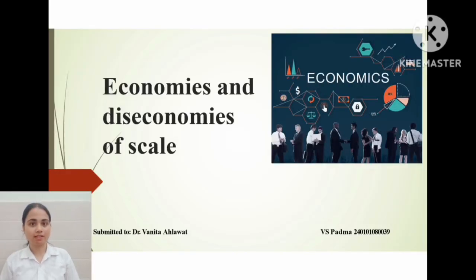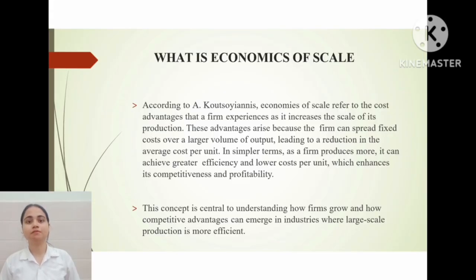That was the advantage of cost when a firm produces in a bulk amount of products, and it reduces the cost per unit. Economies of scale refers to the cost advantage that a firm experiences as it increases the scale of its production. These advantages arise because the firm can spread fixed cost over a large volume of output, leading to a reduction in the average cost per unit.